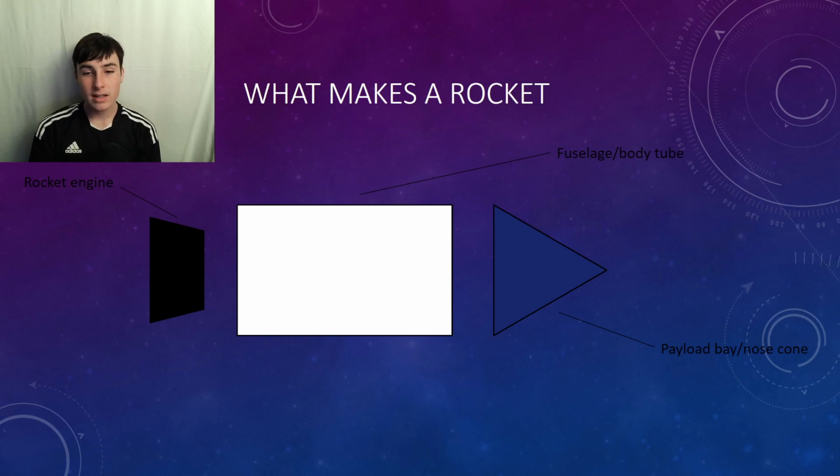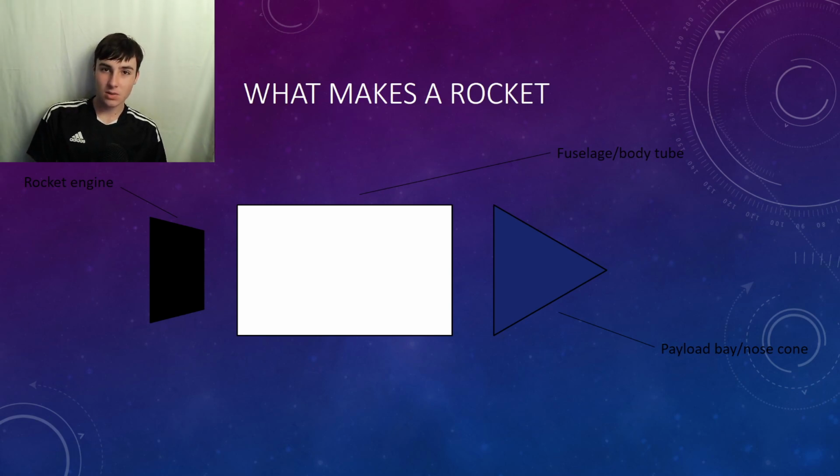Next is our fuselage, or the body tube, if you're doing a model rocket. If it's a model rocket, it serves pretty much no purpose but to house the parachute and recovery wadding. But on bigger rockets, it normally houses your oxidizer and liquid fuel tanks for fuels such as hydrogen, oxygen, and methane are three I can think of off the top of my head. And it houses those to keep them safe and secure.